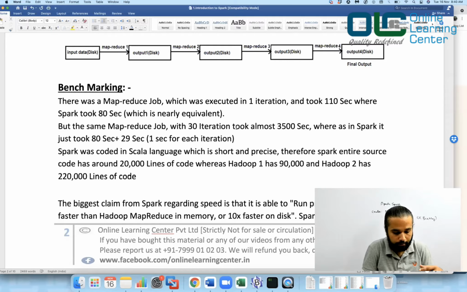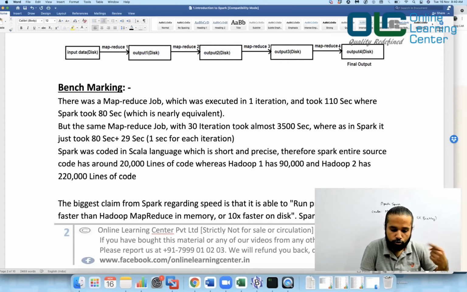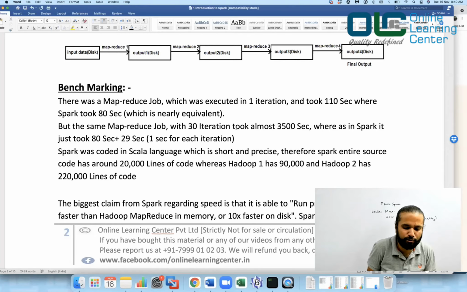They wrote a MapReduce job, and they wrote the equivalent Spark job as well, and the job was supposed to run iteratively. The first iteration took 110 seconds for the MapReduce job, whereas Spark took 80 seconds, which looks very similar, right? It does not make a lot of difference. 80 versus 110 is just 30 seconds.